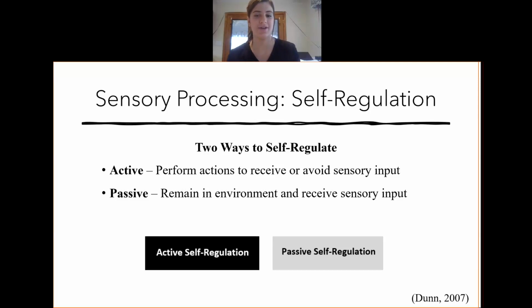With a passive self-regulation strategy, an individual will remain in their environment and let the sensory input occur without doing anything. So with the chalkboard reference, if I would remain in the room and continue to take in that sensory input of that sound, I would quickly become overwhelmed and irritated. So a passive strategy would be just remaining in your environment and not doing anything to stop whatever sensation is occurring.